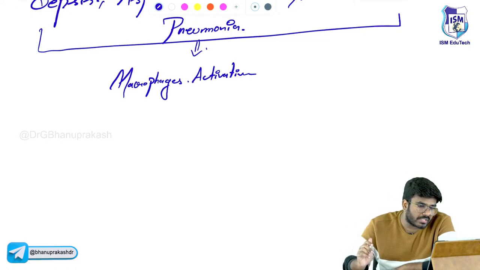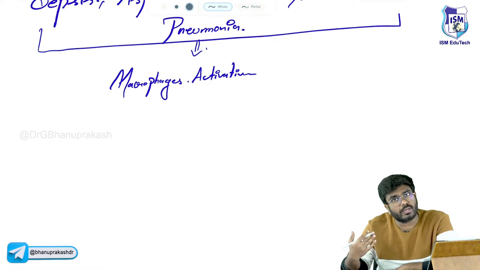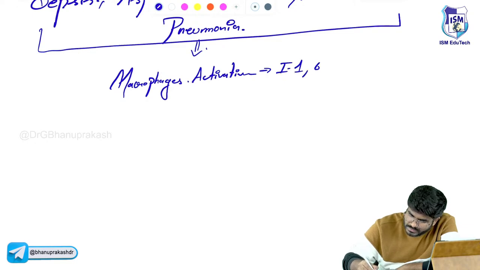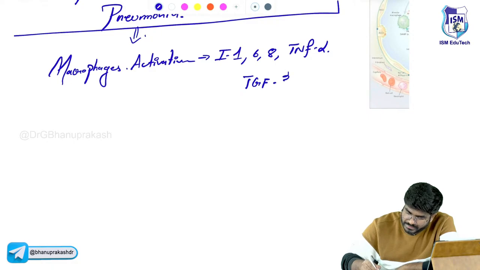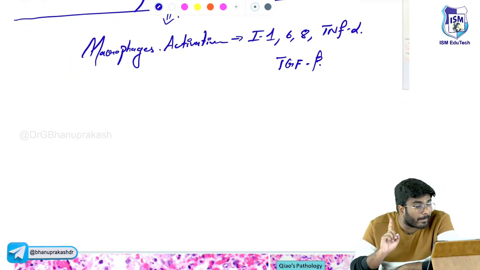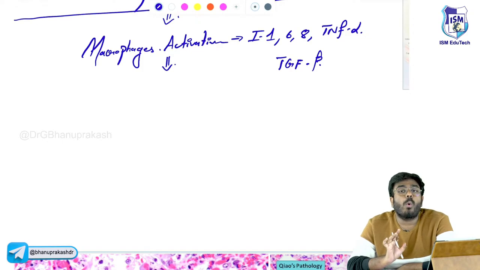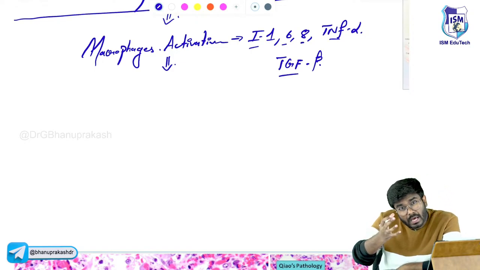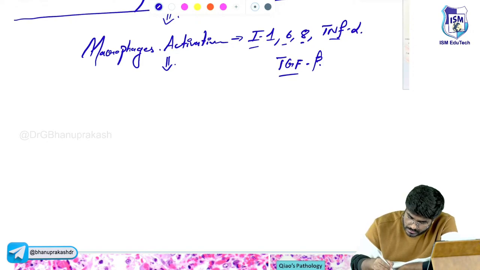The activated macrophages are going to produce cytokines like interleukin-1, interleukin-6, interleukin-8, tumor necrosis factor alpha, and transforming growth factor beta. All these are produced by the activated macrophages. First, macrophages are activated. Now, these macrophages produce these chemicals, and they are the ones that are going to cause neutrophil recruitment. Now, they will cause the neutrophil recruitment.